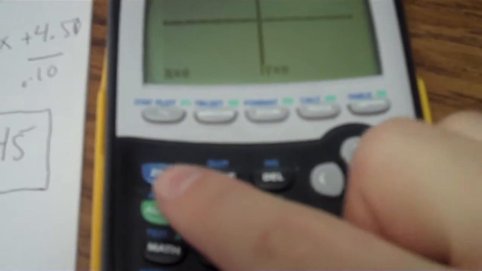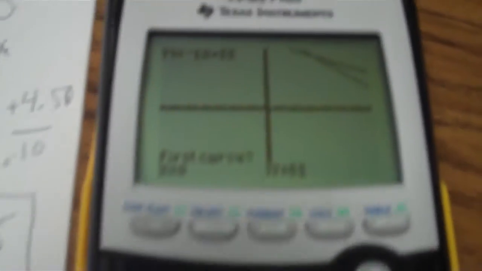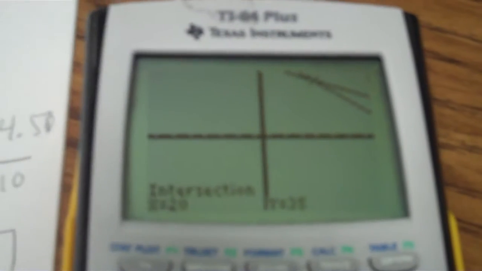You're going to hit second, which is the blue button, trace, which is right next to the graph, and you want to find where they cross, so intersect. Second trace, 5, enter, enter, enter. And we get that they cross at 20 and 35. So I'm just going to write that down real quick. So x equals 20, and y equals 35.